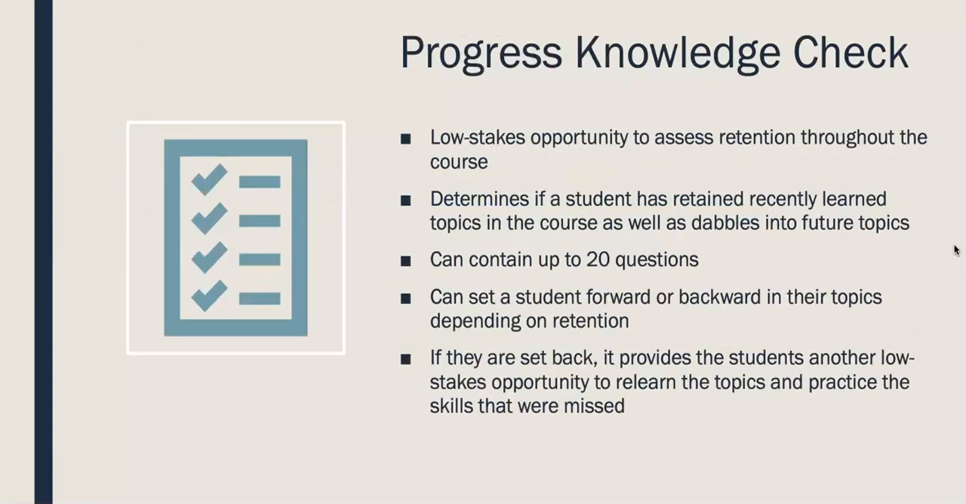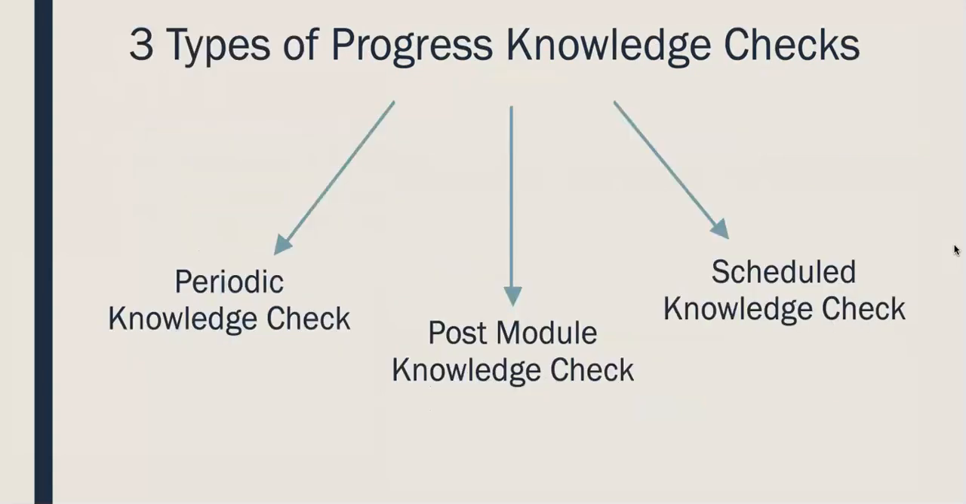Progress knowledge checks happen throughout the semester. This is another low-stakes opportunity to assess retention in your course content. These progress knowledge checks can contain up to 20 questions and mostly cover recently learned material and progress in your course. If a student does not prove retention of recently learned topics, ALEKS will prompt them with another low-stakes opportunity to relearn those topics and practice the skills that were missed.